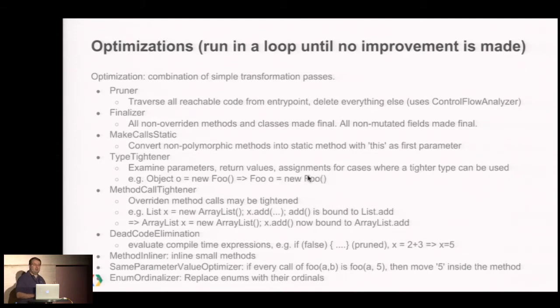New foo can never return anything but a foo. And therefore, the left-hand side, even though it's declared as Object, actually is a foo. It's guaranteed. And so it will rewrite the code so that the declaration matches the right-hand side.